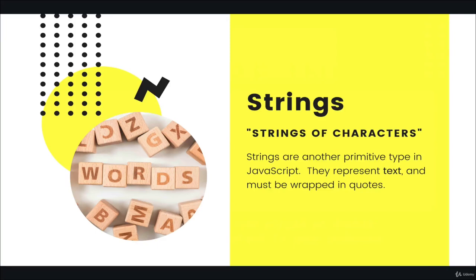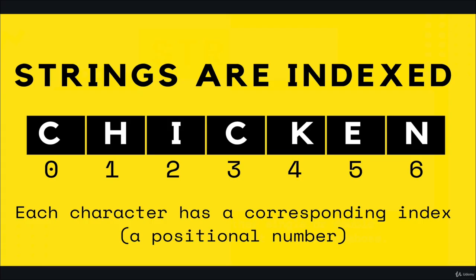Okay, so beyond the basic idea of making a string with quotes, the next concept we need to understand is that strings are indexed. What this means is that every character in a string has a corresponding number associated with it, a positional number that goes in order from the beginning of the string, starting at 0.